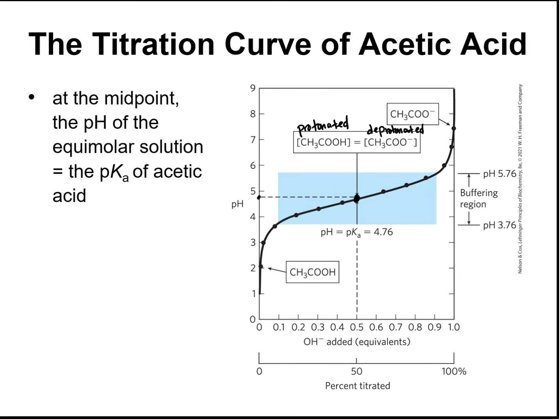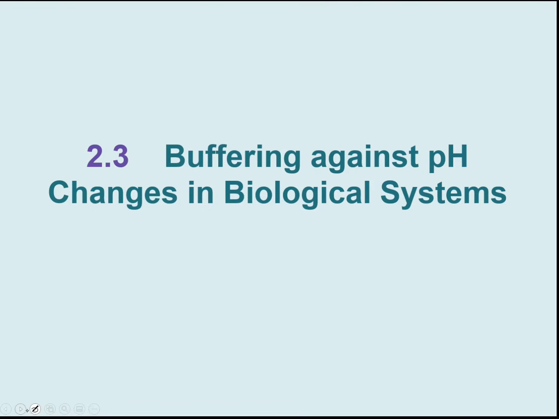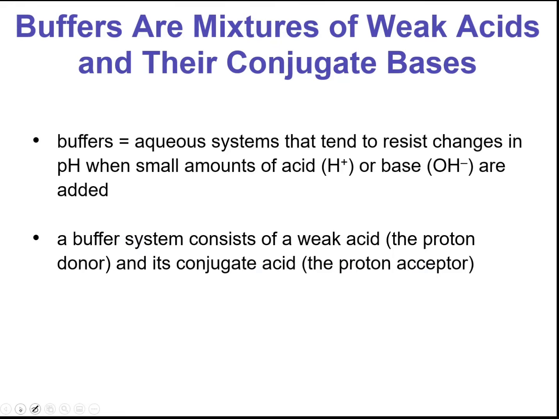Now you'll see that this flat region is kind of highlighted in blue. We're going to talk about that next. It's called the buffering region. So that leads us to buffers. Before we talk about that buffering region, we're going to define a couple of things first. Then we'll go back to that same titration curve and talk about it some more. So a buffer is just an aqueous system that can resist changes in pH when you add a tiny bit of acid or a tiny bit of base.